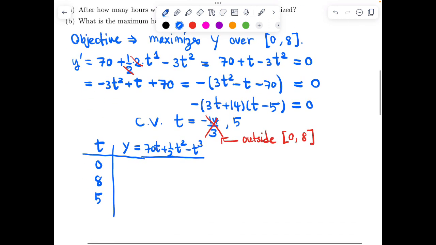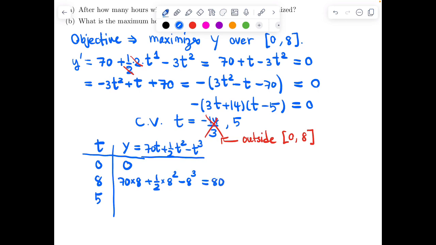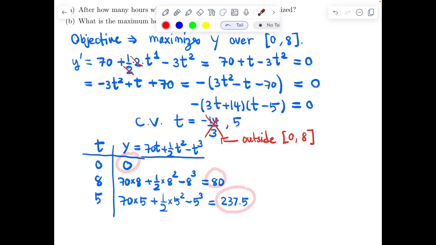You plug in t equal to 0, you get y equal to 0. You plug in 8, so this is 70 multiplied by 8 plus 1 half multiplied by 8 squared minus 8 to the power of 3. This is equal to 80. And then you plug in 5, with 5 squared minus 5 to the power of 3. You get 273.5. Now what you do is you compare these three numbers. Which one gives you the maximum? And you see that this is the absolute maximum. This is the absolute minimum.